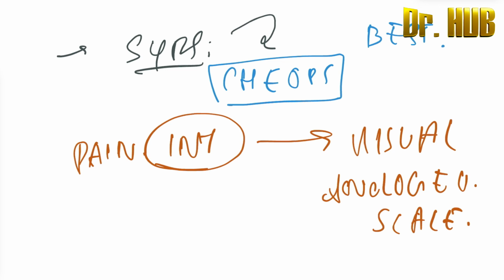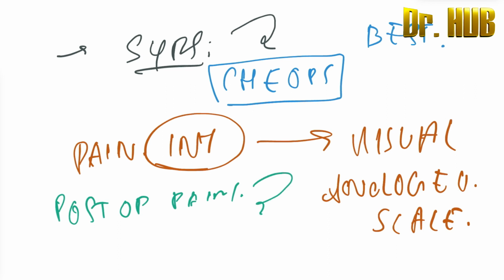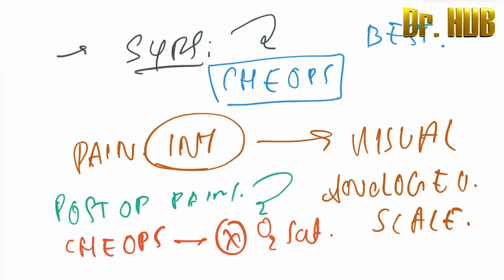So the CHEOPS is for post-op pain. In terms of post-op pain in children, the CHEOPS scaling does not include the oxygen saturation.